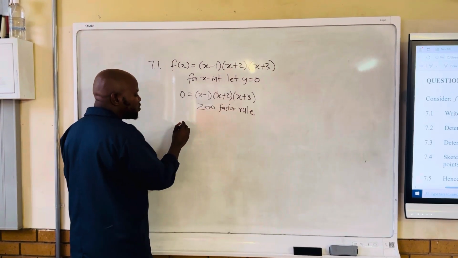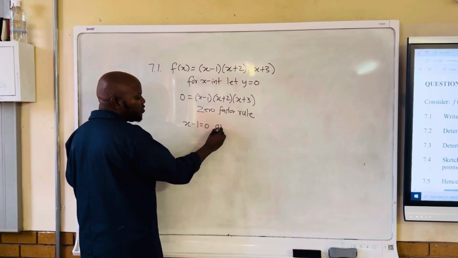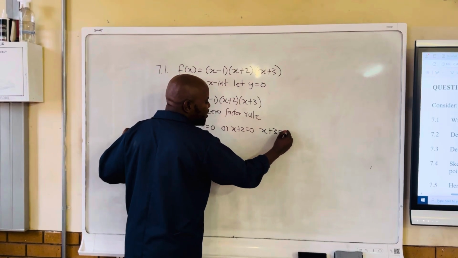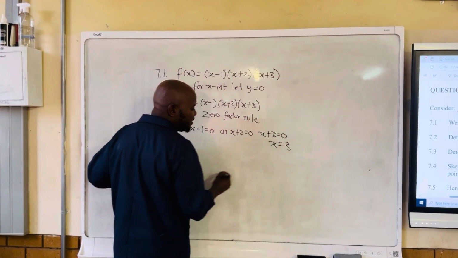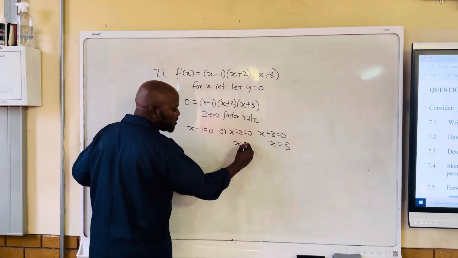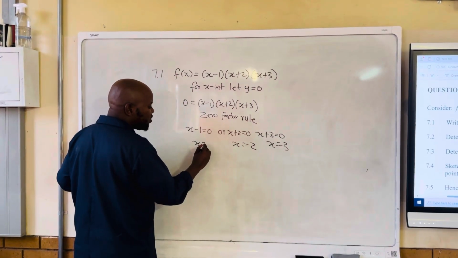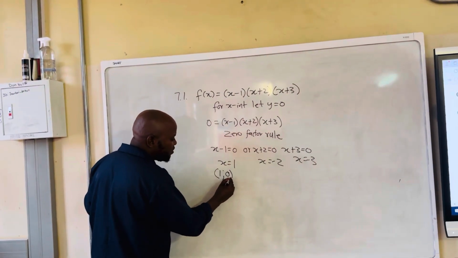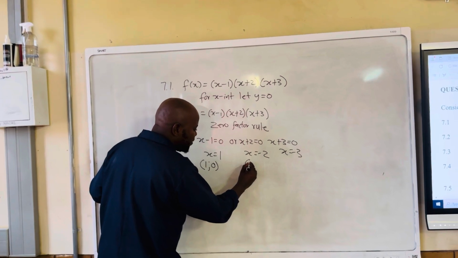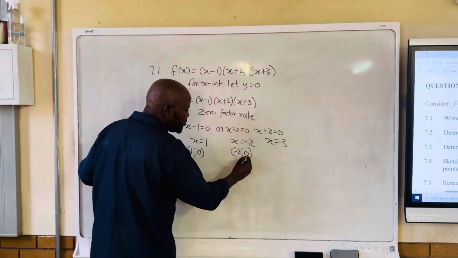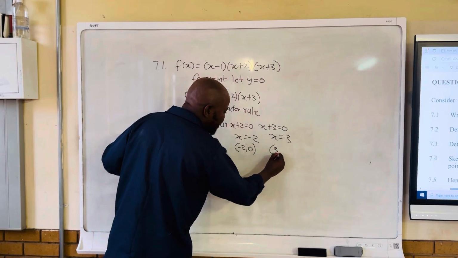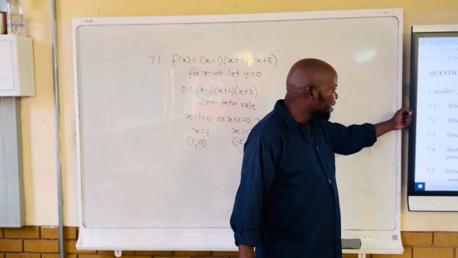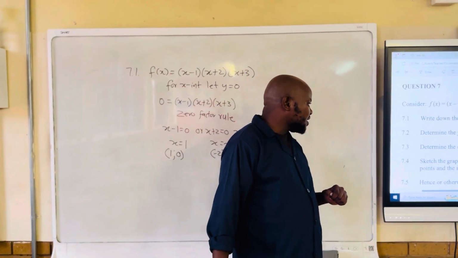The zero factor rule, which is you're going to have x minus 1 is equal to 0, or x plus 2 is equal to 0, or x plus 3 is equal to 0. Which is x is equal to negative 3, x is equal to negative 2, and x is equal to 1. So we have (1, 0), (negative 2, 0), and (negative 3, 0). That is our 7.1, write down the coordinates of the x-intercept.